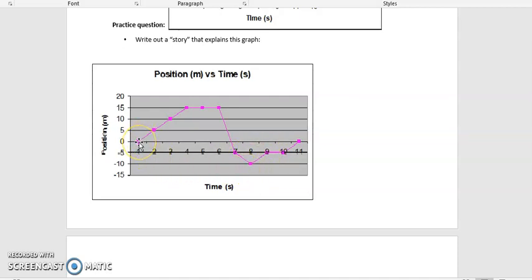So it's all about what direction the lines are going on a position time graph. So if they're going up and to the right, you're in the positive direction. If you're going down and to the right like this, then that would be in the negative direction.